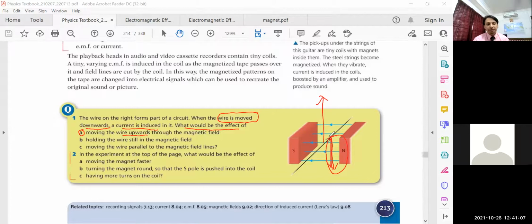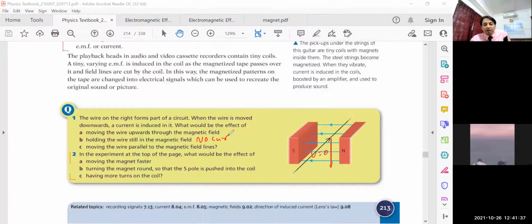Part B. Holding the wire still in the magnetic field. Holding the wire, there is no motion. Velocity is 0. No motion in the wire. If there is no motion in the wire, no current will be there. No current or EMI is there unless either one of the factors is in motion, either the coil, the wire, the loop or the magnet moves.